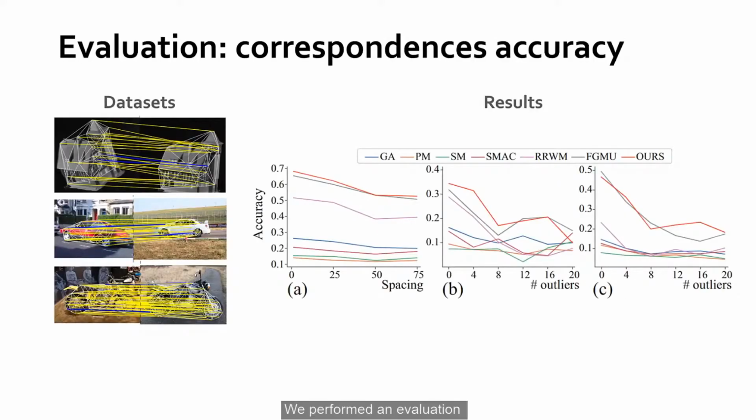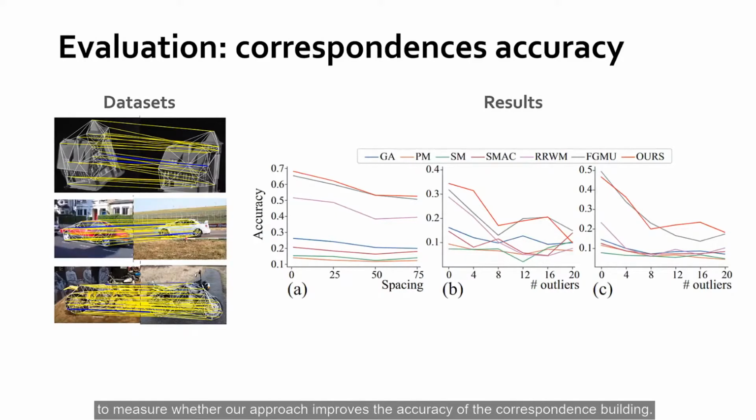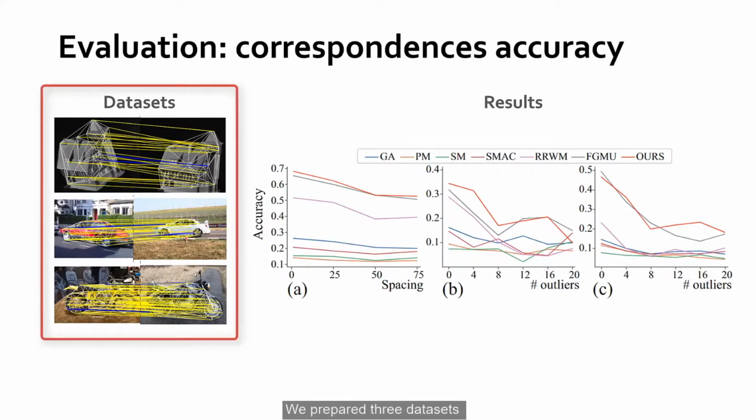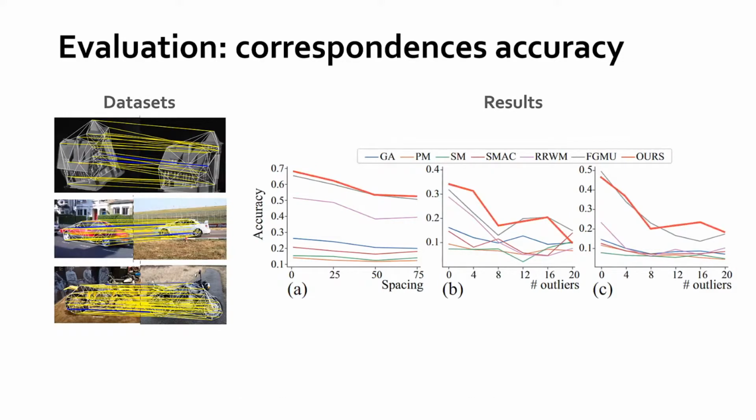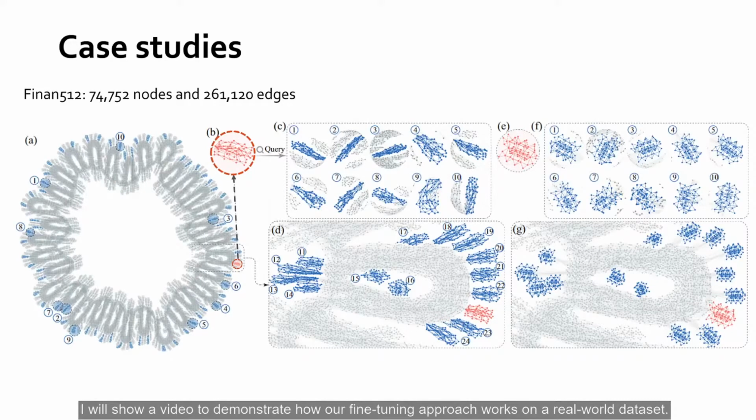We performed an evaluation to measure whether our approach improves the accuracy of the correspondence building. We prepared 3 datasets which are commonly used in testing graph matching methods. They contain several pairs of graphs with manually labeled correspondences. Note that we relay out these graphs with a force-directed algorithm. The result shows that our method performs best in most cases. I will show a video to demonstrate how our fine-tuning approach works on a real-world dataset.